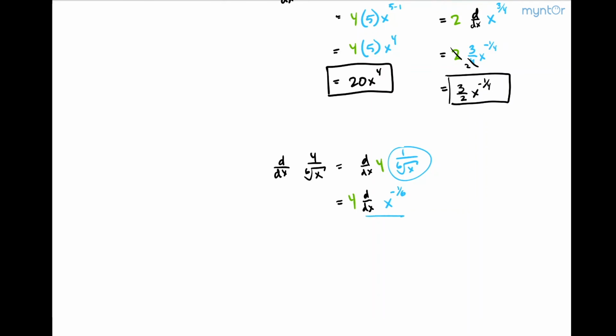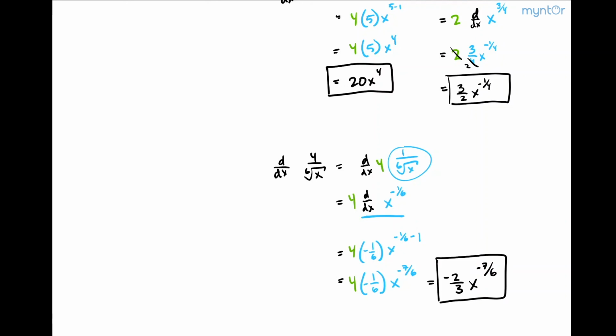Now we can take the derivative of this whole expression and say that this is equal to 4 times negative 1 over 6 times x raised to the negative 1 over 6 minus 1, or this is equal to 4 times negative 1 over 6 times x raised to the negative 7 over 6. Of course, we can do a little bit of simplification and say that this is equal to negative 2 over 3 x raised to the negative 7 over 6. So hopefully that gives you a good idea for how to apply the constant multiple rule.